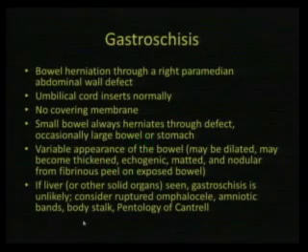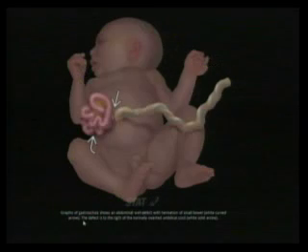If you see liver or other solid organs, gastroschisis is unlikely and it is considered a ruptured omphalocele or other entities such as amniotic bands, body stalk, or something called the pentalogy of Cantrell.